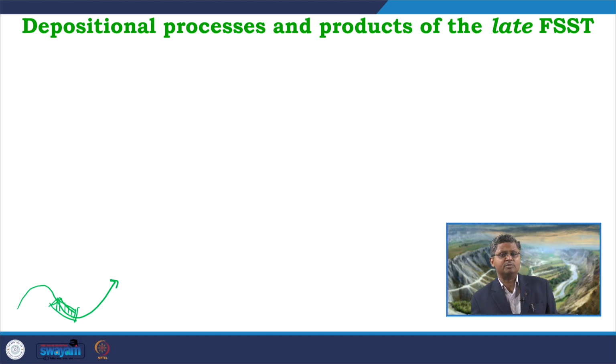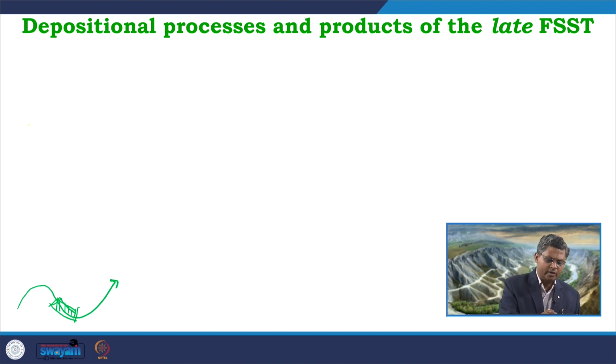The late phase of the forced regression, or late FSST. So, what are the depositional processes and what are the products that we can expect during the late FSST phase? We can think of the same kind of scenario again.